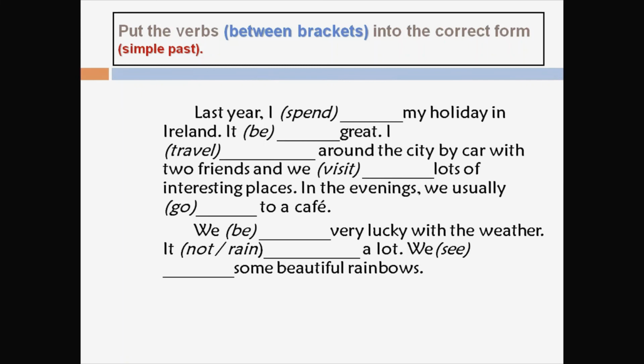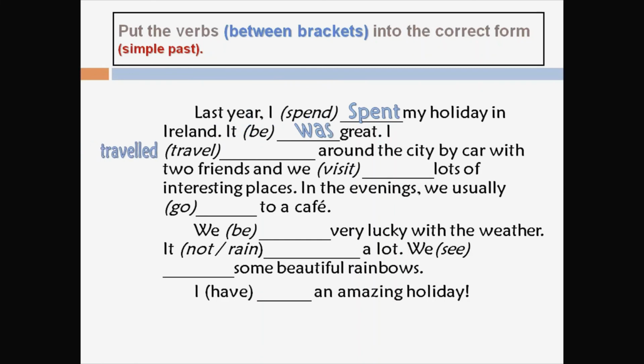Spend is the first form of the verb. When we write it in the second form, we write it as spent. What is that? Spent. It was great, the be form. I traveled around the city by car. With whom? With two friends. And what did they do? And we visited lots of interesting places. In the evenings, we usually went to a cafe.